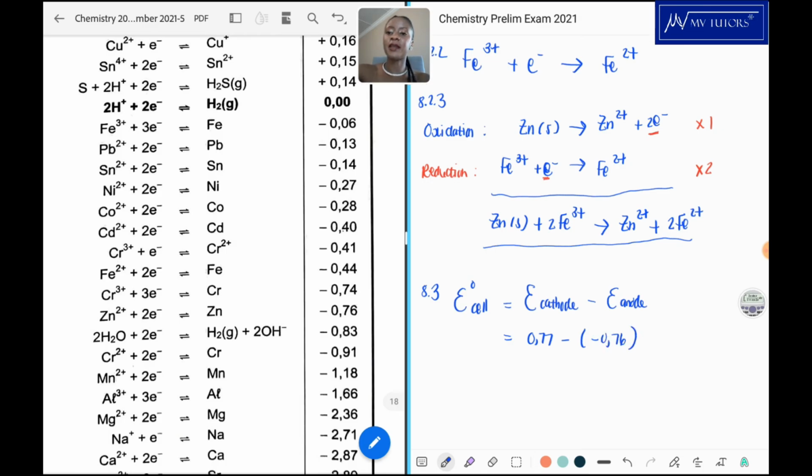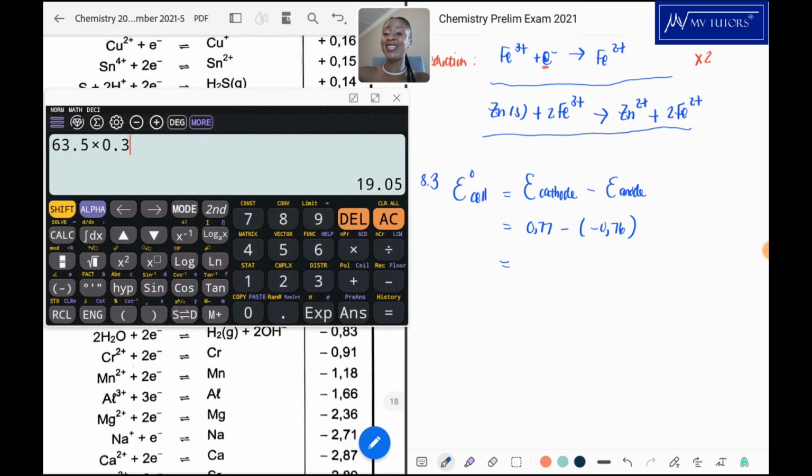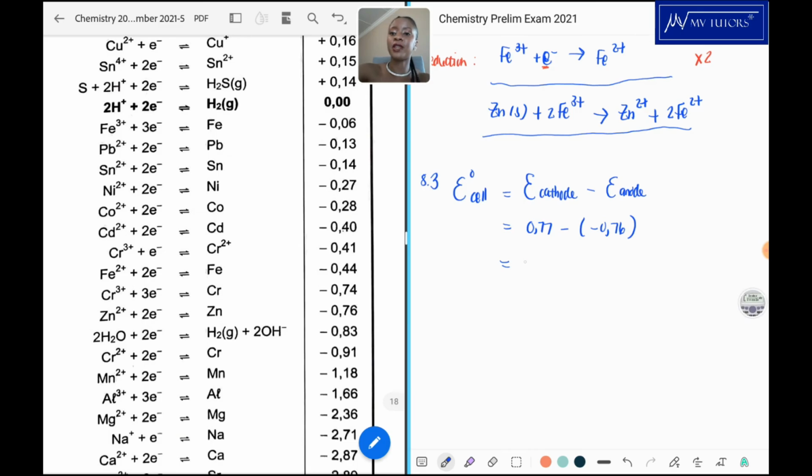0.76. Okay, guys, the one thing about galvanic cells, you should always have a positive number for your E cell. If you do not get a positive number, you did something wrong. So minus minus becomes a plus, 0.76, so we have 1.53 volts.